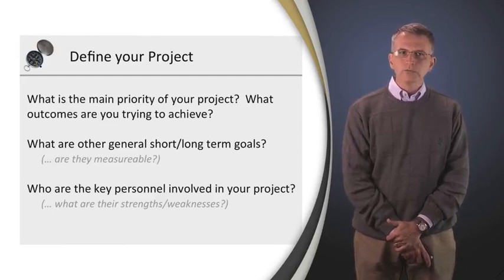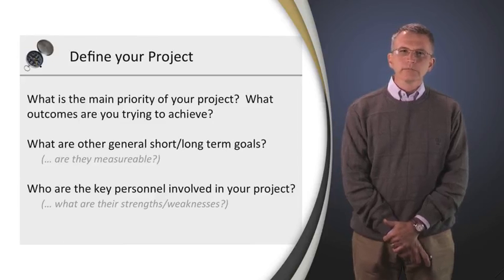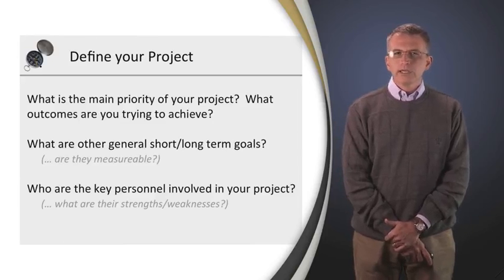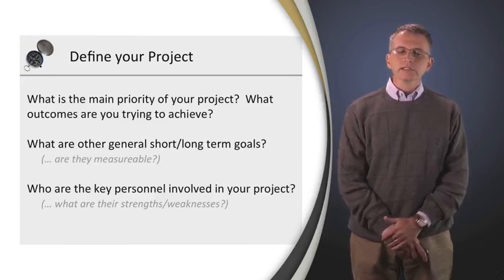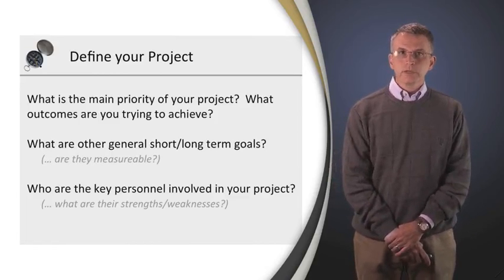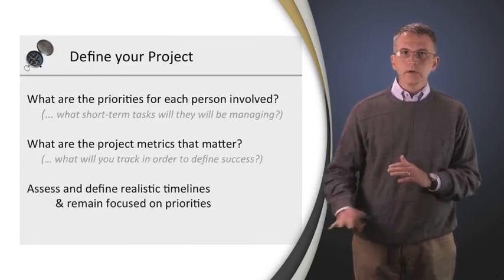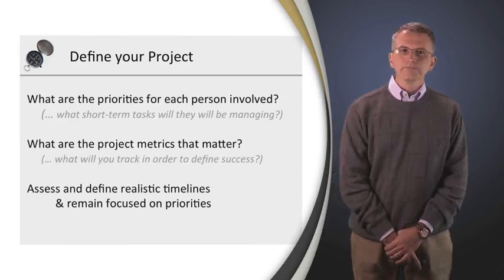Along those lines, what are the general short and long-term goals for the study, and particularly, are they measurable? Who are the key study personnel involved in the project? What are their strengths? What are their weaknesses? And how are you going to align things so that you're playing to those strengths and designing away from those weaknesses? What are the priorities for each person involved? What are the short-term tasks that they'll be managing? What are the project metrics that matter?